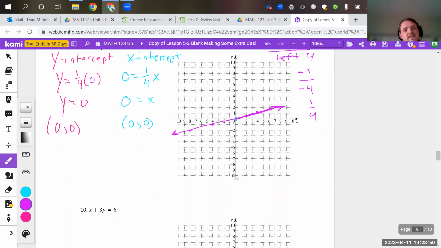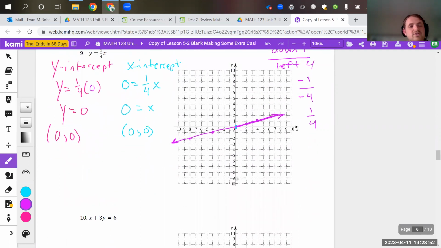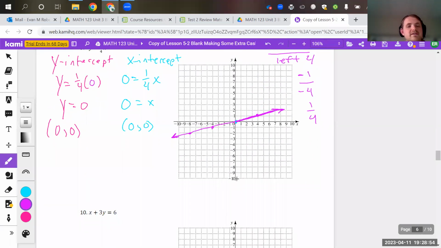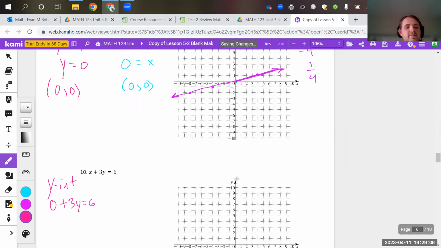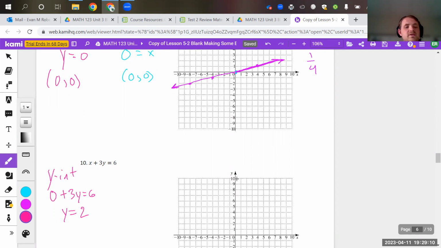So again, this is a situation where you're still going to want to use that plug in 0 concept. So for that y-intercept, we're going to plug in 0 for x. So we've got 0 plus 3y equals 6. So dividing by 3 on both sides, you've got y equals 2, giving you that coordinate (0, 2).